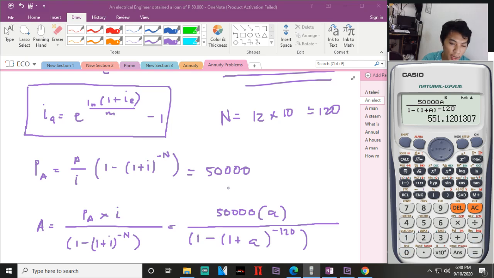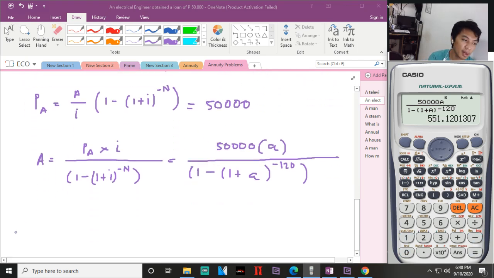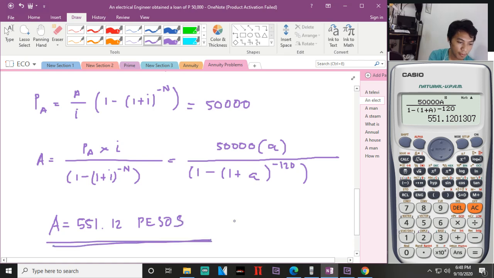We have the value na babayaran niya monthly for 10 years. That is an amortized value of 551.12 pesos. That is the first part of our review. And then marami pa tayong problems dyan. So stay tuned for the next problems.